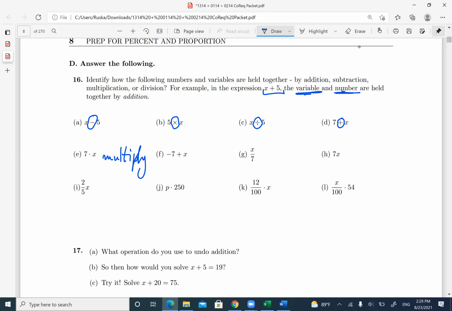Okay, next one is negative 7 plus X. What is the operation between those? It's addition, right? Now, G, we have X over 7. What is the operation? Division. Between 7 and X, there is nothing there. What is the operation? Multiplication. Good job.